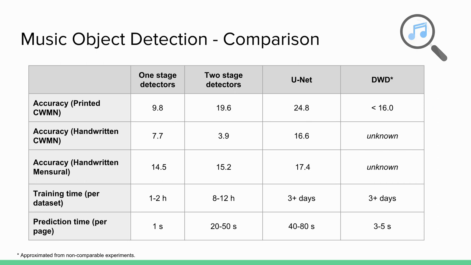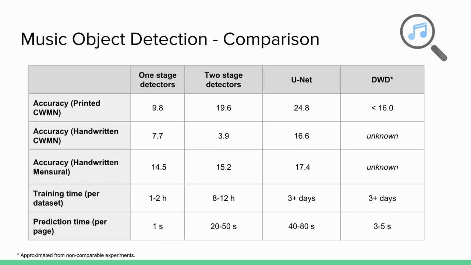This is a comparison that we have extracted from some experiments comparing the four approaches for music object detection. The idea of this table is twofold. The first one is that there is a lot of room for improvement because the accuracy in the printed, handwritten, and handwritten mensural notation datasets is still far from optimal. We actually know that some of these results are already improved, but when we ran this experiment, it was the state of the art.